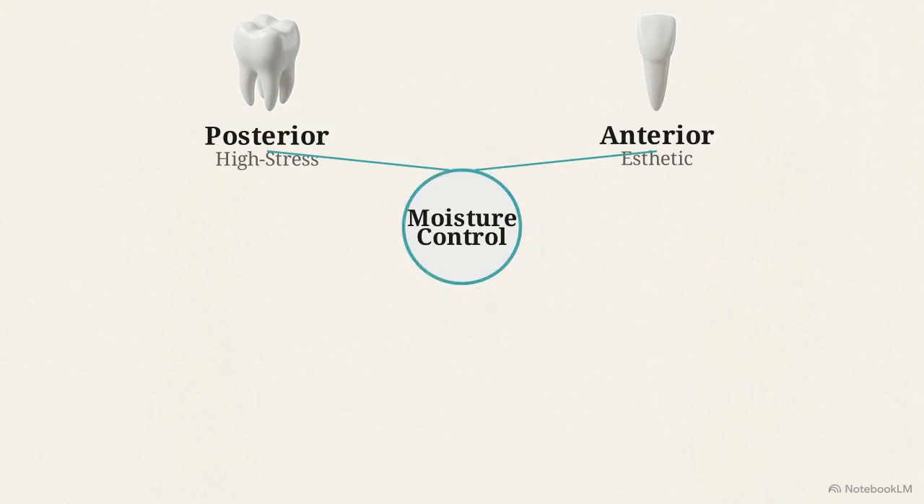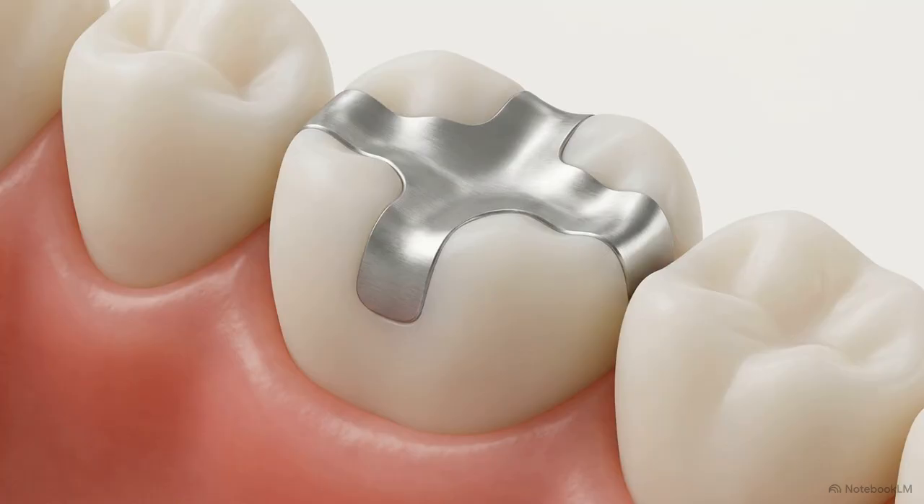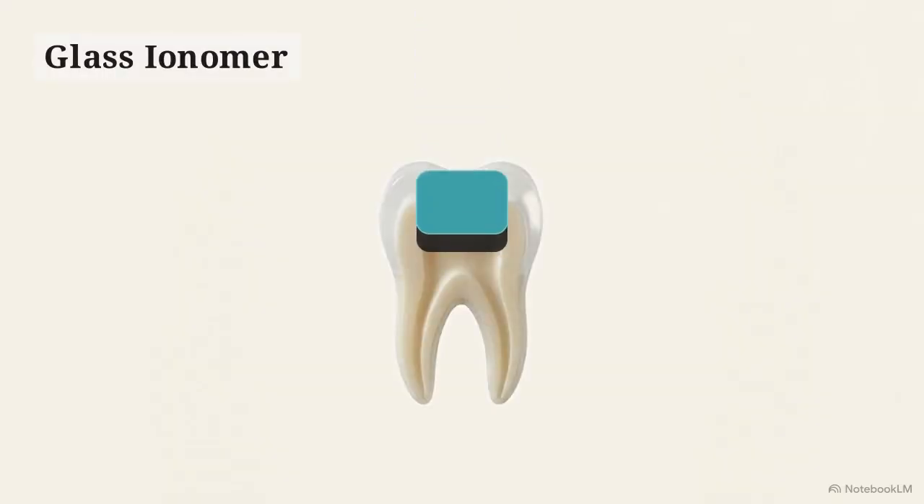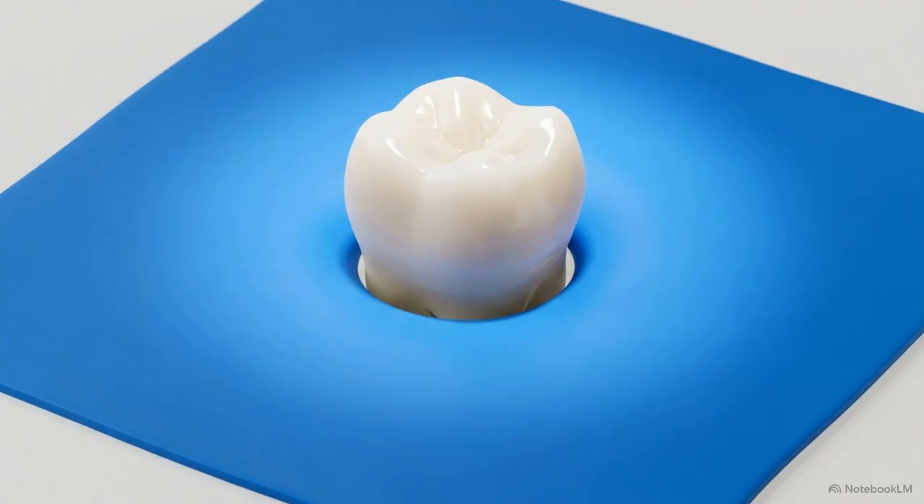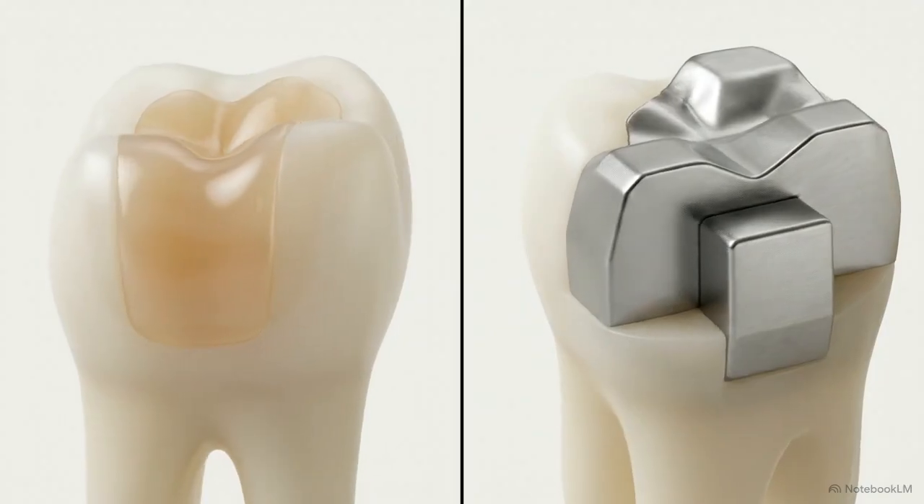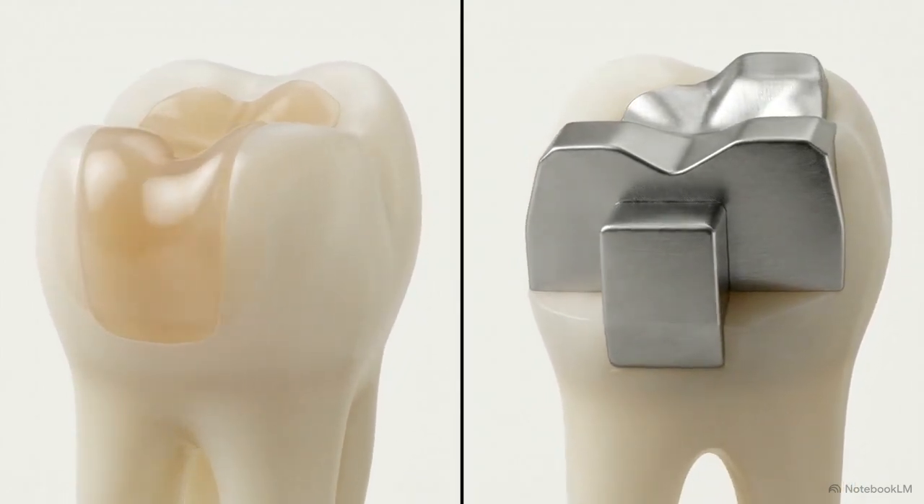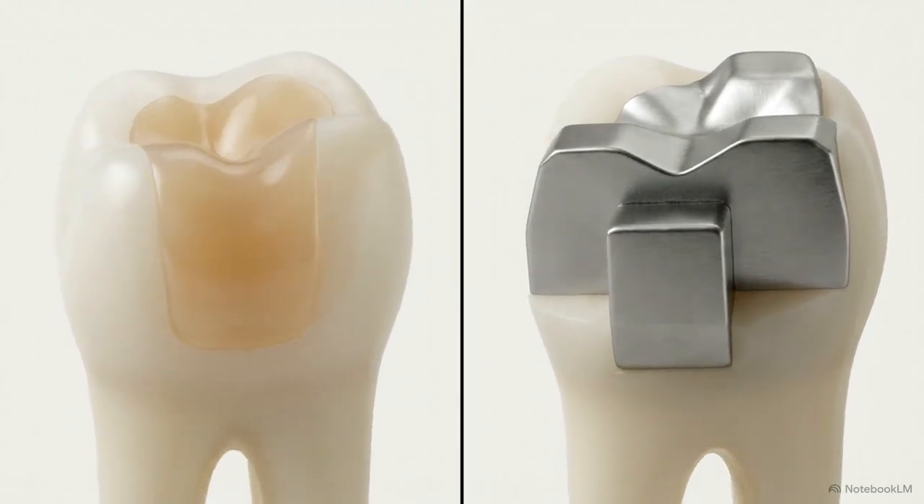The ultimate limiting factor is achieving absolute moisture control. If isolation is impossible, resin bonding fails. In these cases, traditional amalgam or glass ionomer cements are required. Glass ionomer provides a moisture-tolerant, acid-base chemical bond when resin cannot be used. If absolute isolation is achieved, the clinician proceeds with minimally invasive dentistry, utilizing direct composites or bonded ceramics to restore the tooth. The highest standard of care requires mastering mechanical and chemical systems, utilizing adhesion to preserve biology, and deploying mechanical retention when the environment demands it.